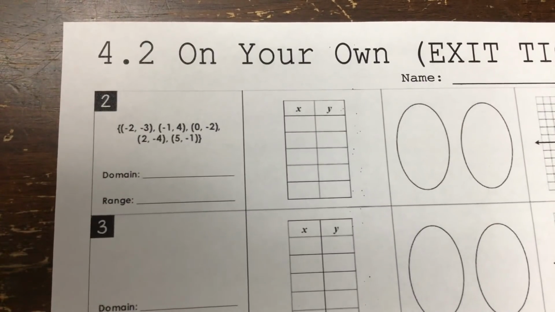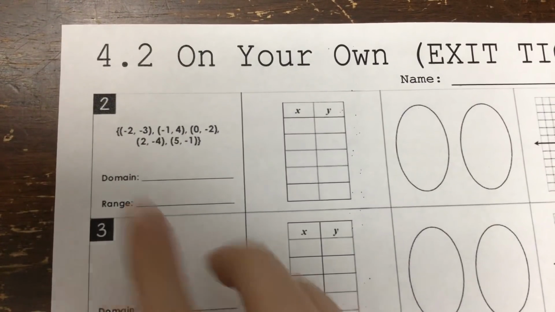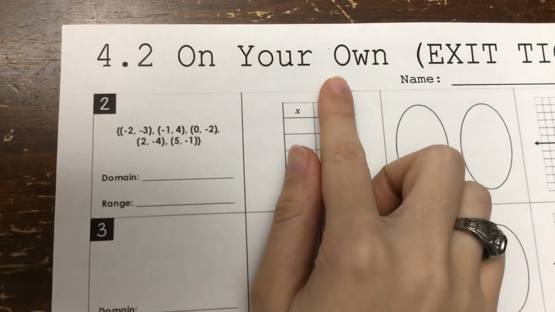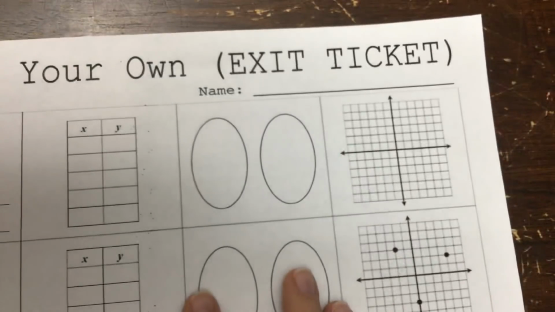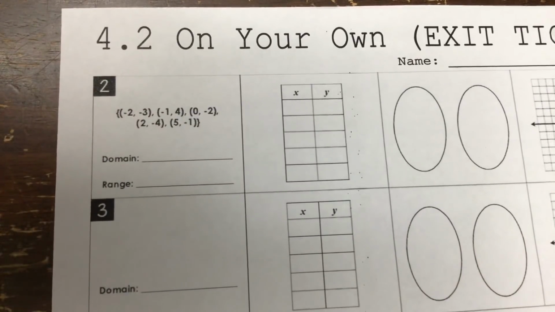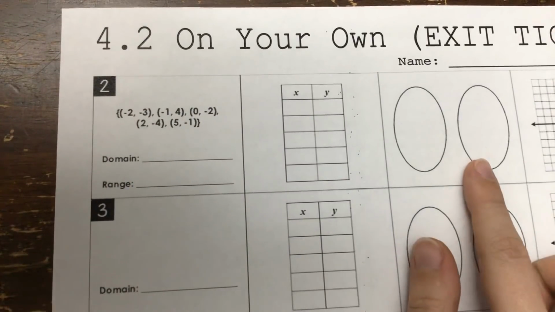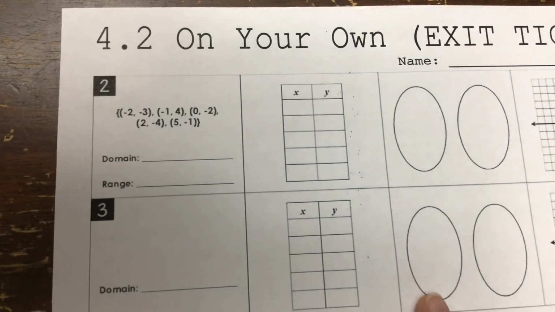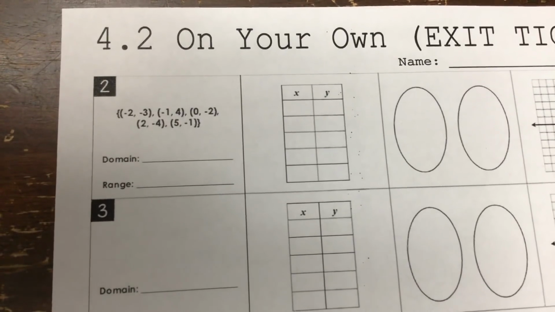Hello everyone, these are the video notes on our 4.2 On Your Own questions, also our exit ticket from last Friday. So how you can use this: most of you should have at least the first row finished, some have started the third row. Please use this video to check your answers for those, or if you struggled with some, get a little extra help to finish those On Your Own questions.